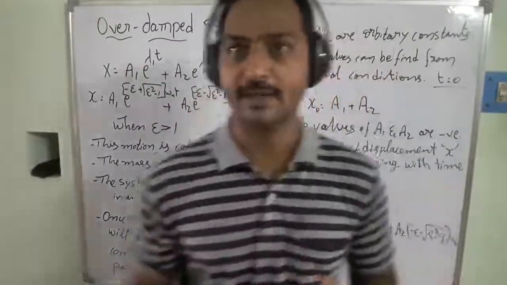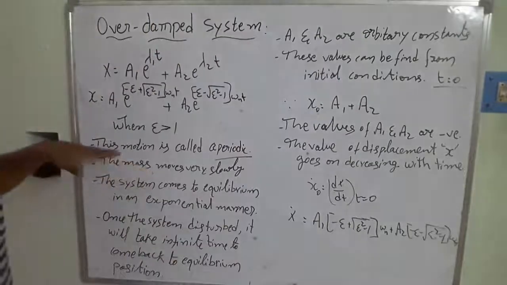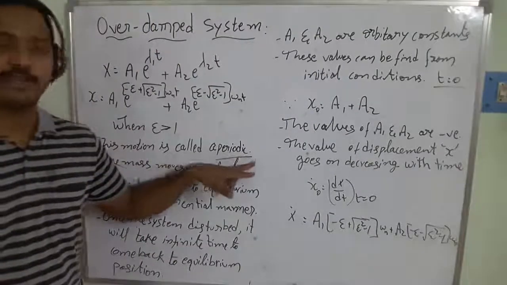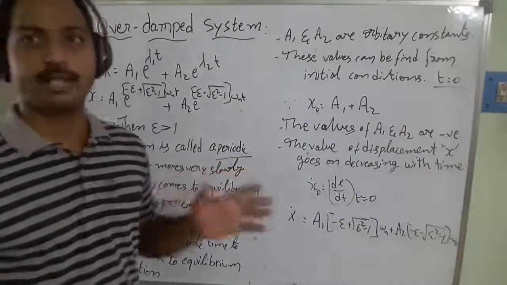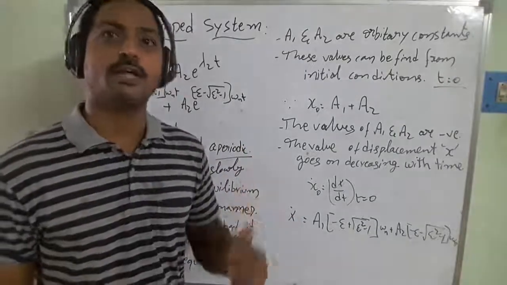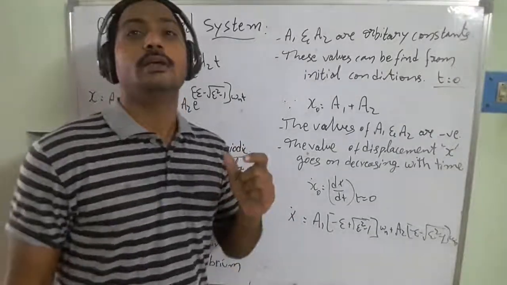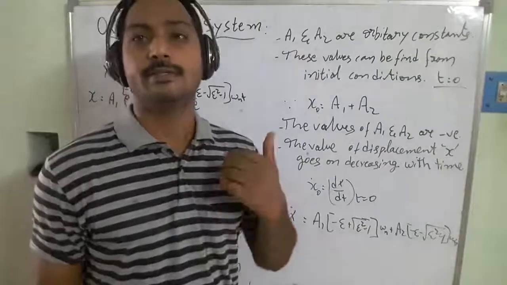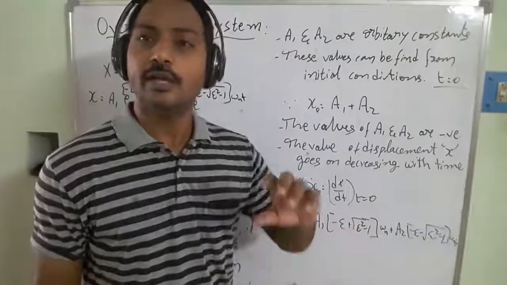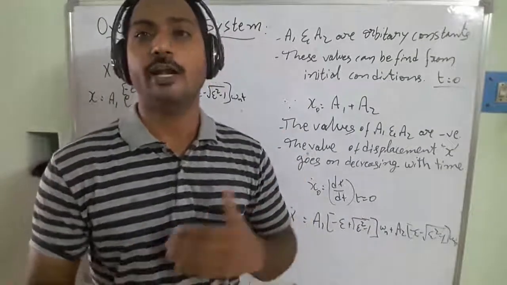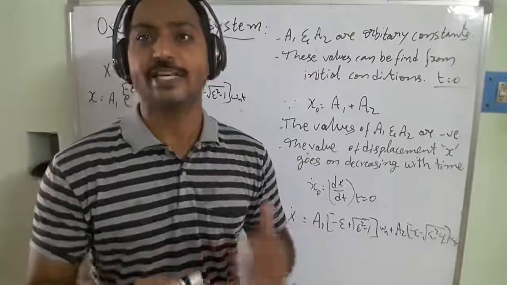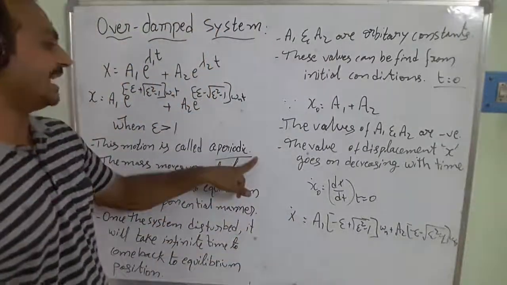Then what will happen? In this case the motion is going to be an aperiodic motion. That means the motion cannot repeat after a certain interval of time. It will take different intervals of time to complete the different cycles. So that's why we say it is aperiodic motion.